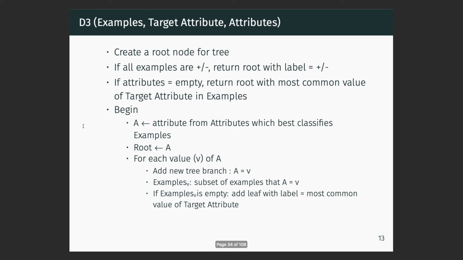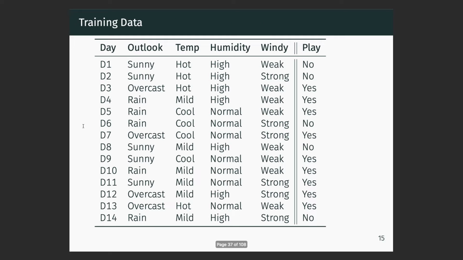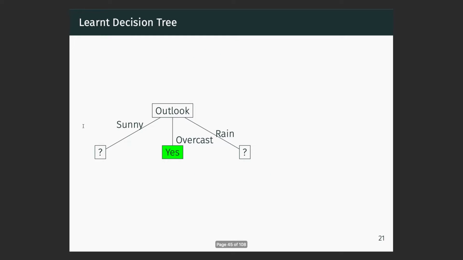Let's go back and confirm the algorithm. If all the examples are plus or negative, return root with label equal to plus or negative. Right? So the idea was once we get a root, then for each value you add a new branch, and then you recursively call the same algorithm again. And when the algorithm is invoked again for this question mark, it picks up the answer as yes because all of the labels in this particular subset are yes.